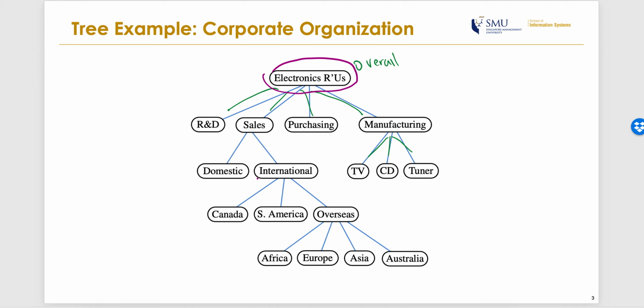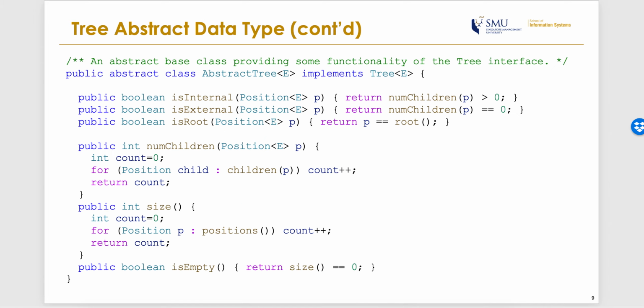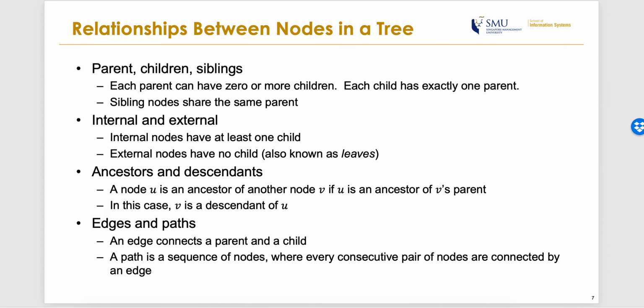And then if we ask, for instance, for Canada, who are the ancestors of Canada? Canada's ancestor is its parent, international, its grandparent, sales, as well as the great-grandparent. So these are all ancestors, right? And descendants are the ones that are below. So for example, who are the descendants of international? Then it will be all the children, all the grandchildren, and so on until we get to the leaf nodes. All right, so these are some of the definitions that are covered in the case of a tree, right?